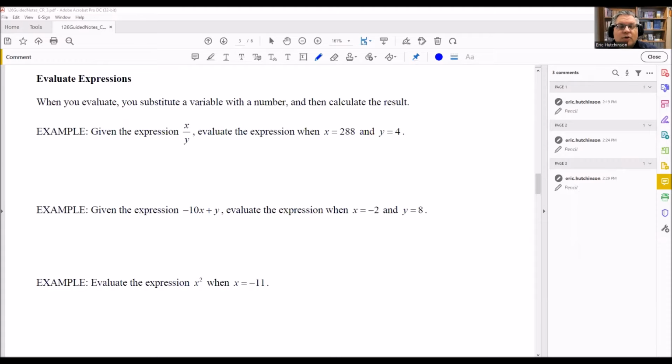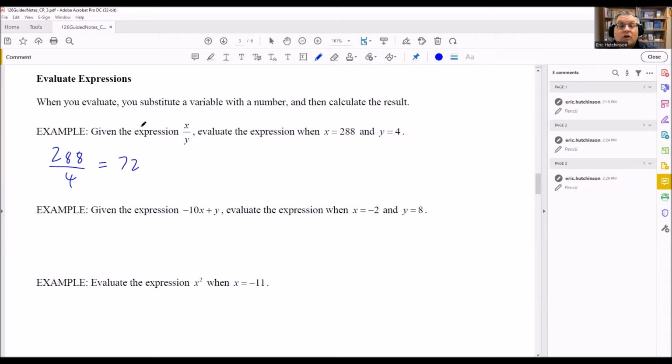To evaluate an expression, what you're doing is replacing the variable, or whatever letter you have there, with the number that's there, and then you evaluate and get the answer. So for something like x over y, all we're going to do is replace the x with 288, replace the y with 4, and then just divide to get the answer. So we have 288 over 4. And if you divide that, you're going to get 72.